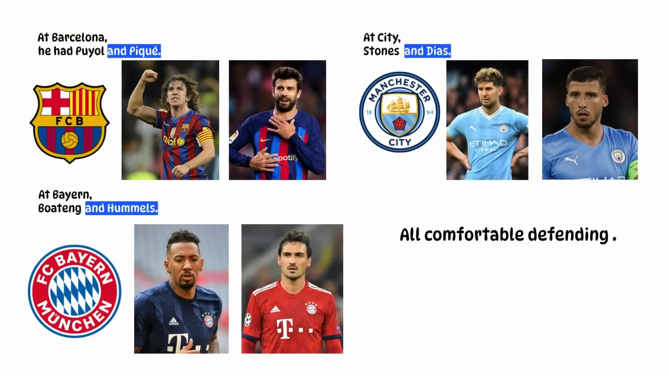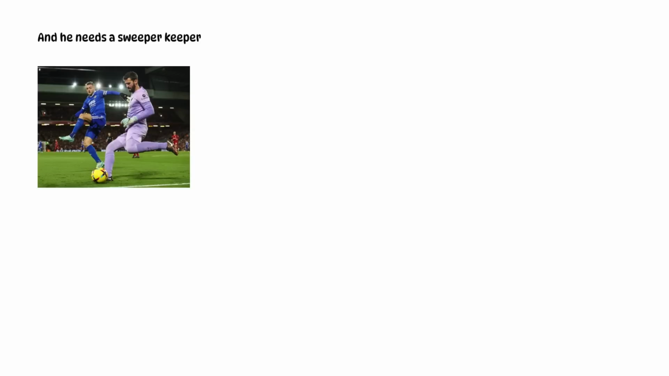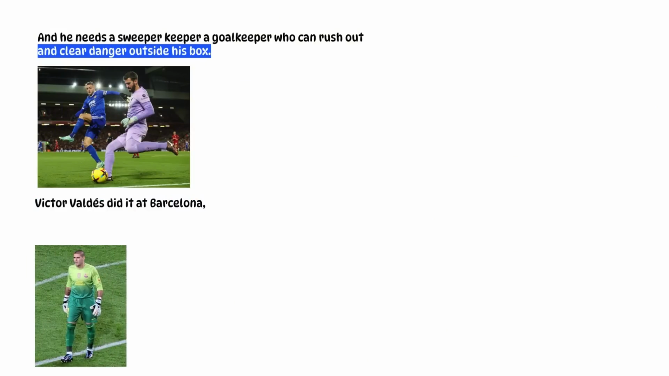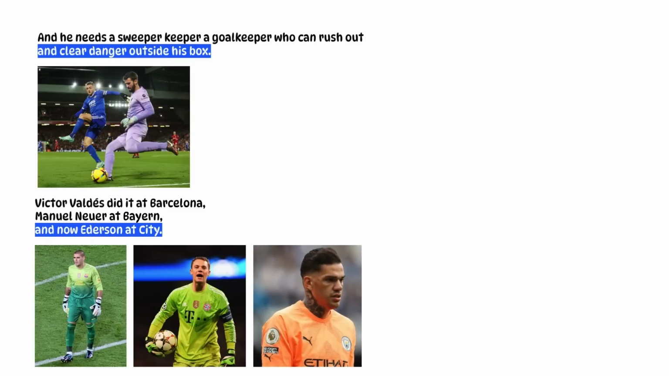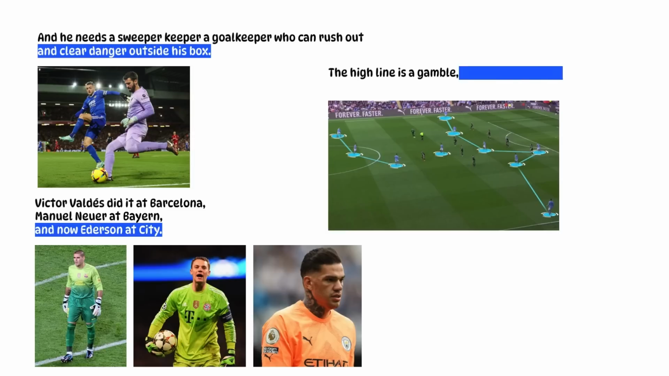All comfortable defending high up the pitch, and he needs a sweeper keeper, a goalkeeper who can rush out and clear danger outside his box. Victor Valdez did it at Barcelona, Manuel Neuer at Bayern, and now Ederson at City. The high line is a gamble, but one that Pep is willing to take for the control it gives his team.